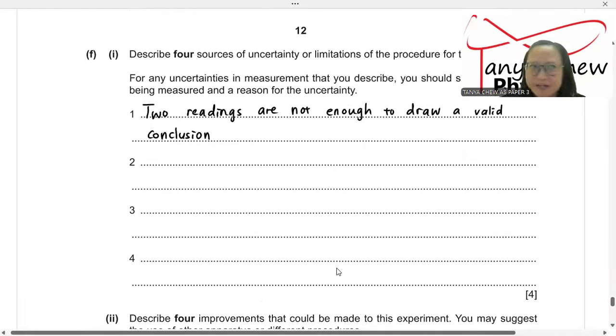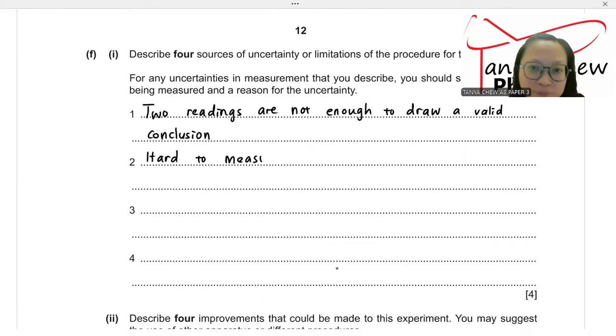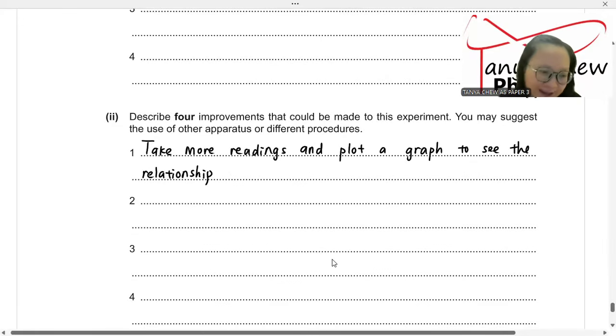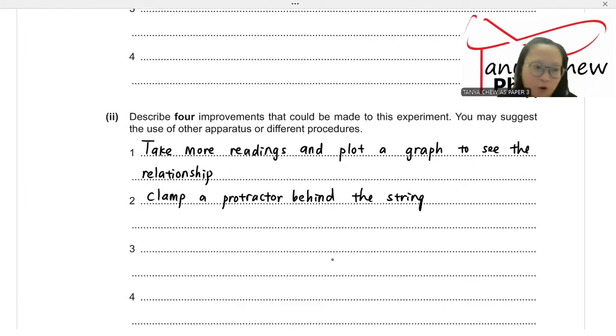And the second one, they ask us to measure the angle. I have one hand holding and the other hand is holding a protractor to measure the angle. So my protractor might not be aligned nicely. So that is why I would like to talk about that. Hard to measure angle theta. So how am I going to do about that? I will say clamp a protractor behind the string. Clamp it right away. I don't have to hold it.